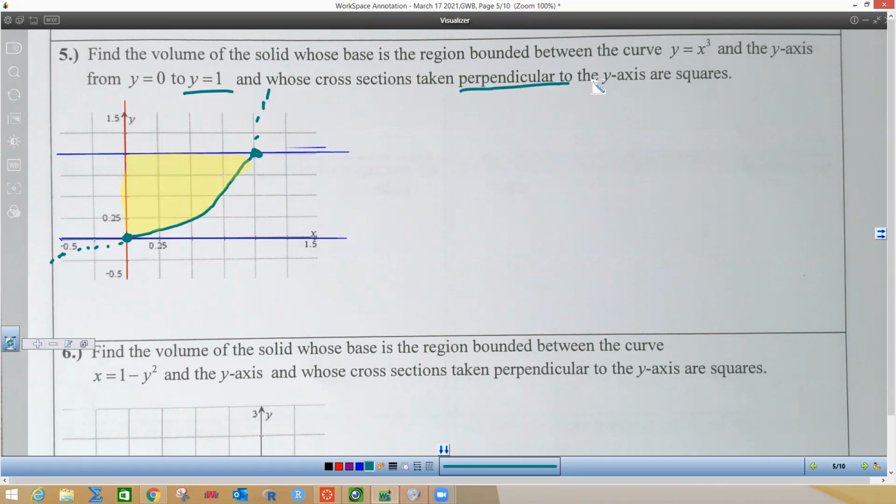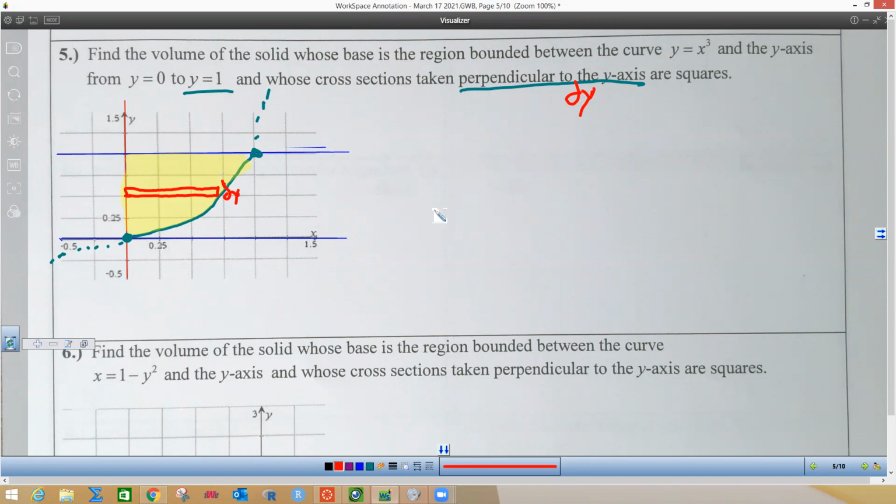This says perpendicular to the y-axis. That means your rectangles have to come this way. This is my rectangles, which tells me this is the D whatever I'm doing. Is this side over here going like y values or x values? This little part of the rectangle. Y values. This means this is going to be a dy problem because the little rectangle part's going up.